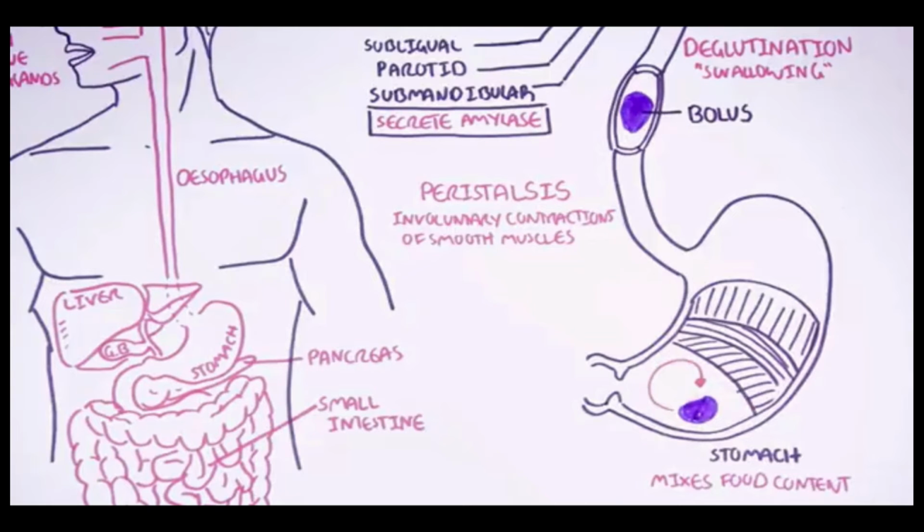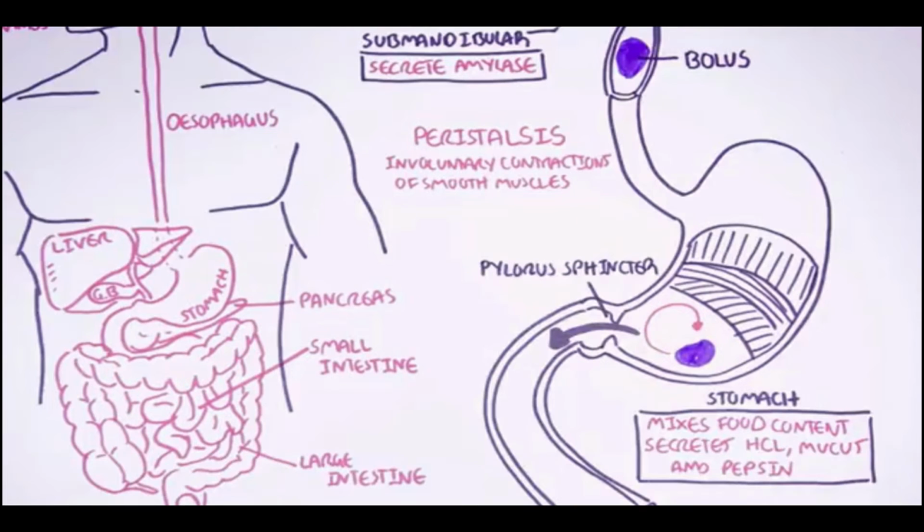Kung umabot na sa stomach, ginmixed ang food content, kasama ang muscle of the stomach na nagda-digest. Ang stomach nagsesecrete ng hydrochloric acid, that's why it's acidic. Acidic ang ating stomach, the acidity of pH is 2.0, and it has mucus and pepsin.